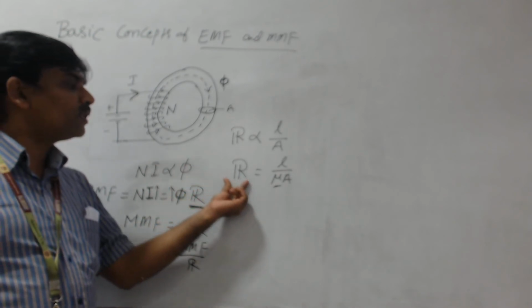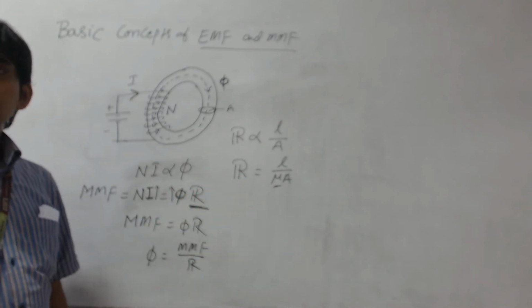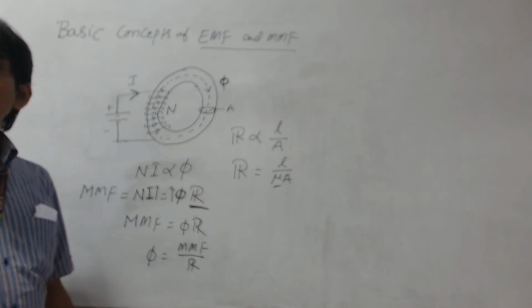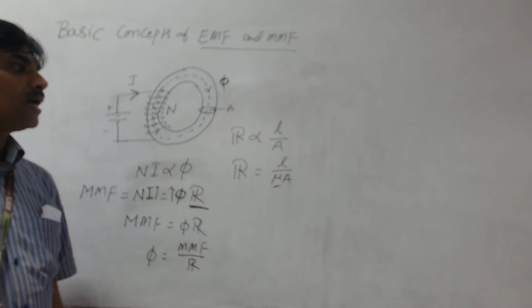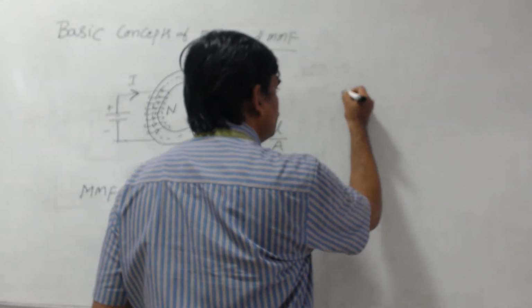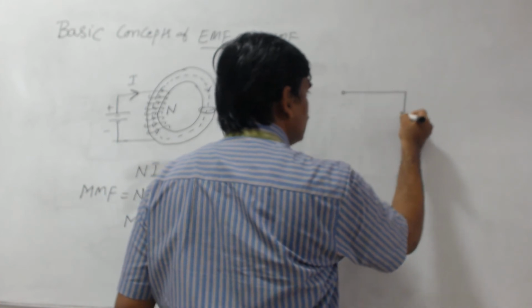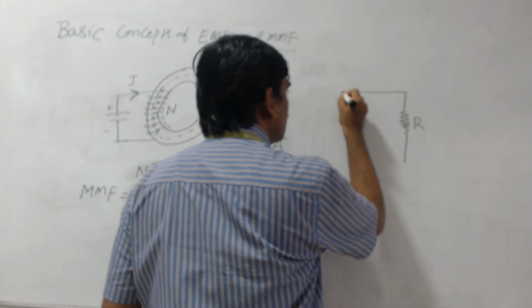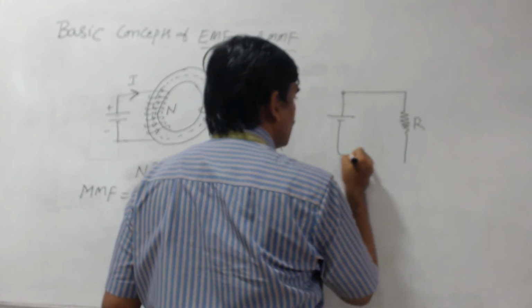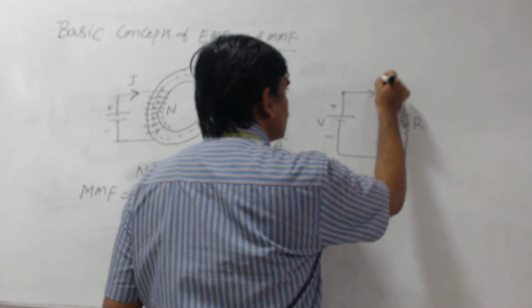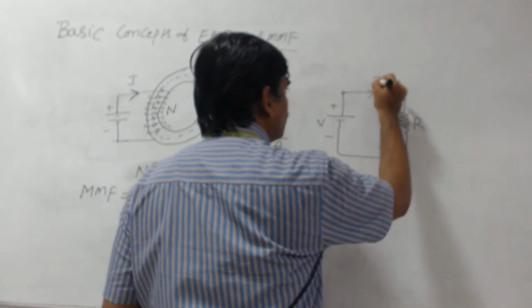Here the opposing property of the magnetic circuit is called reluctance. But now, how do we represent both the electrical circuit and the magnetic circuit? Simply, take the electrical circuit first. An electrical circuit is nothing but a conductor having some resistance. Maybe it is connected to a battery with some voltage, and automatically current is passing, which is called I.